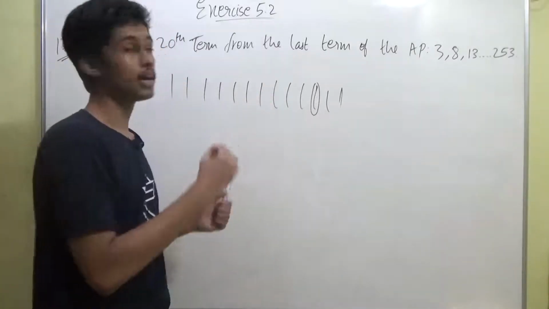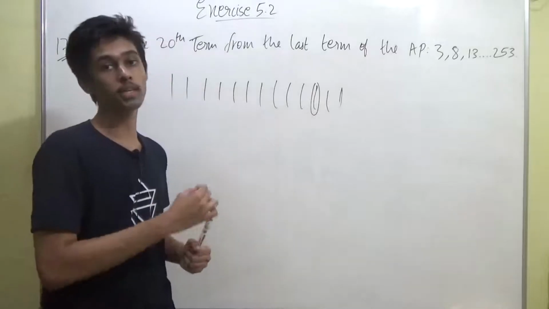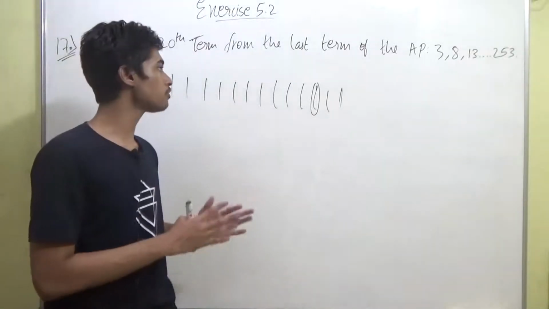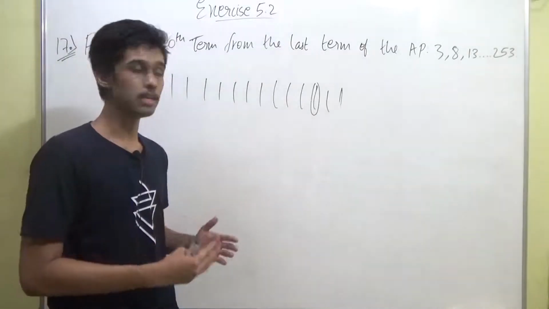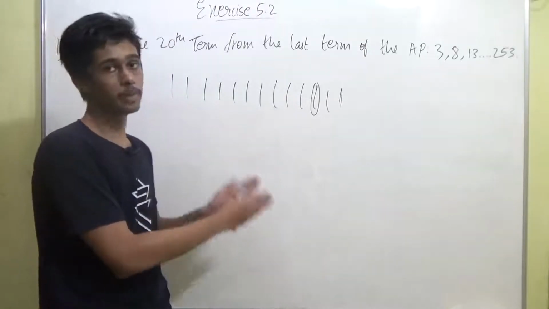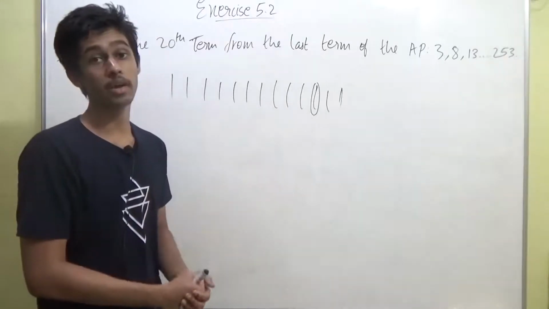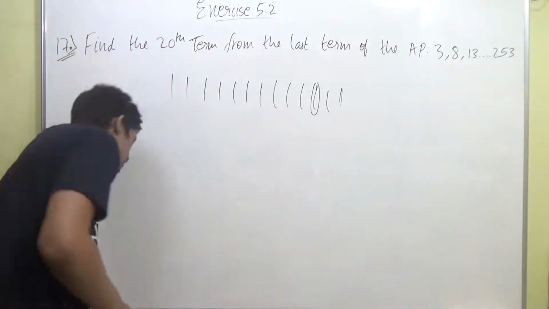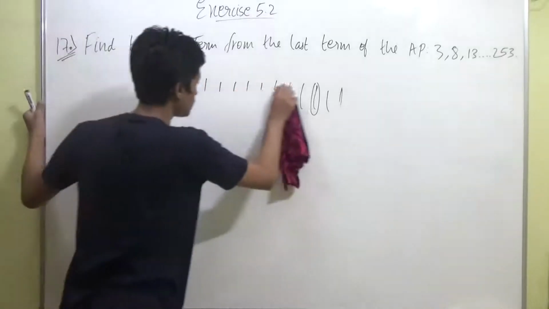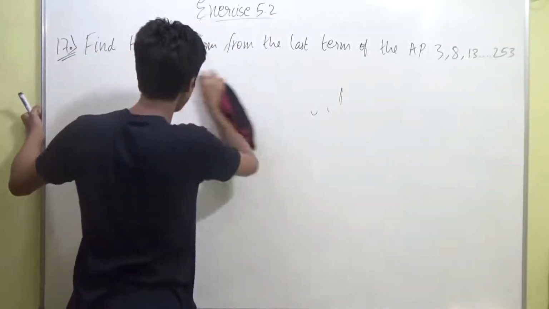If they had asked the 20th term from the beginning, we could have simply used the formula a_n equals a plus n minus 1 into d, putting the value of 20 in place of n and a in place of the first term. We could have easily got the value, right? But here, that's the catch. They are asking from the last. For that, I have a hack, guys.